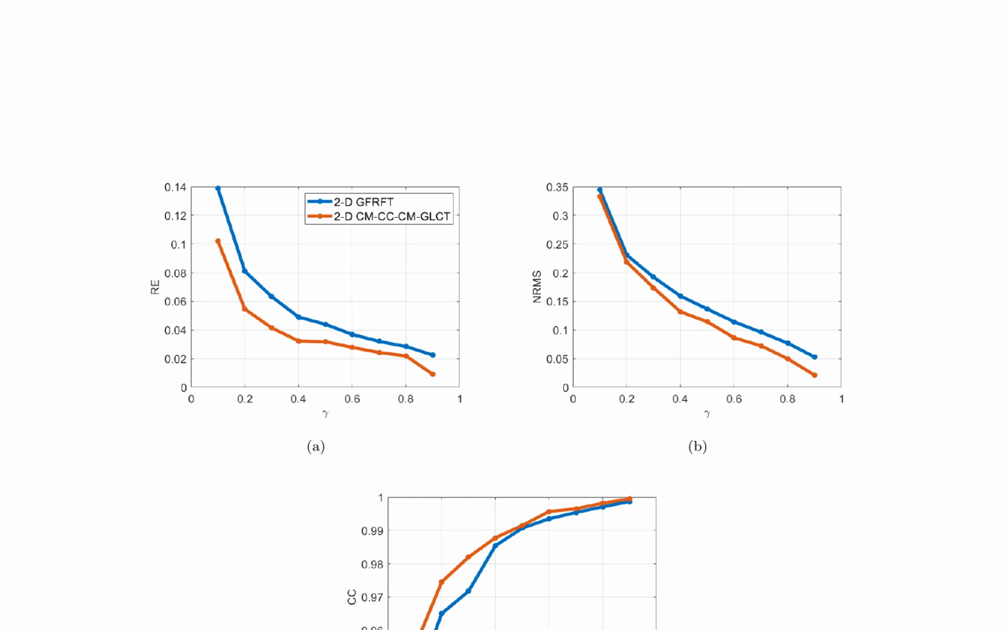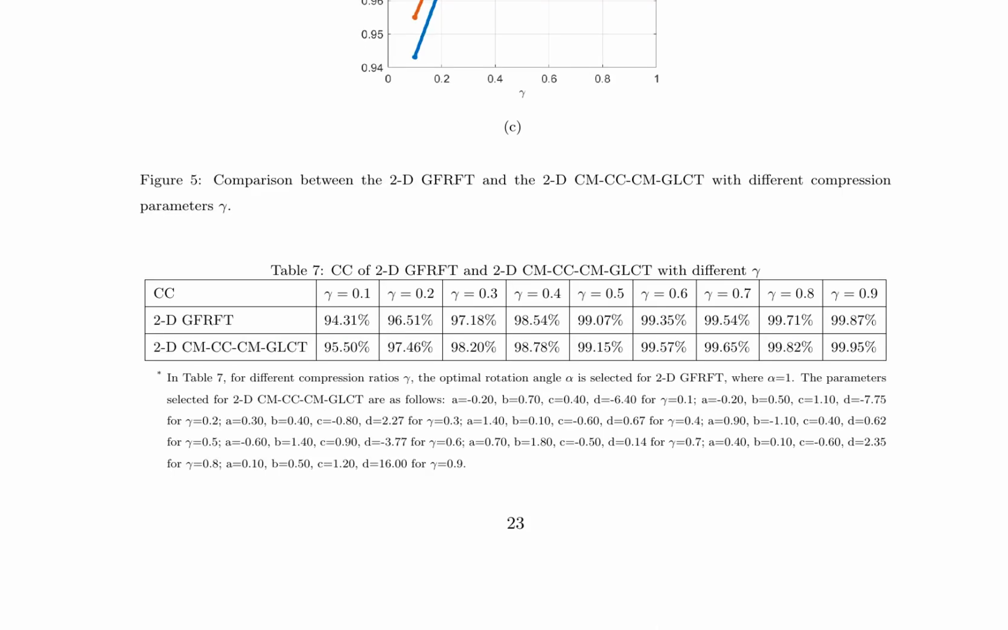As gamma increases, both methods improve in performance, with the 2D GFRFT reaching a CC of 99.87% at gamma equals 0.9 and the 2D CM-CC-CM-GLCT reaching a CC of 99.95%. The optimal rotation angle alpha for the 2D GFRFT is consistently set at 1, while the parameters for the 2D CM-CC-CM-GLCT vary with different gamma values. This figure and table demonstrate the effectiveness of both methods in compressing images while maintaining quality.